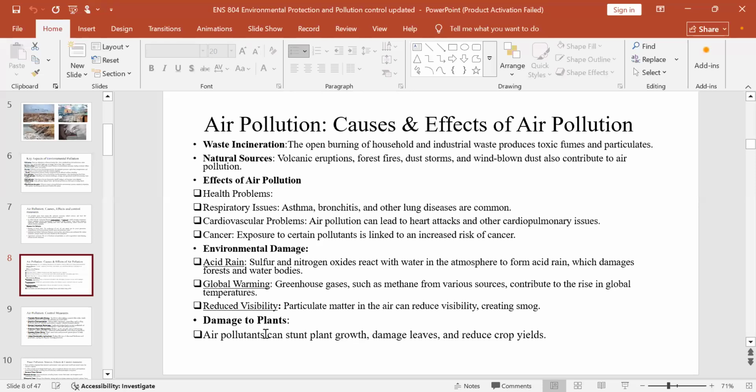The damage to plants. Air pollutants can stunt plant growth, damage leaves, and reduce crop yield. Yes, like I said before, once there's no possibility of photosynthesis taking place, plant growth is stunted, first of all. Then the plants, if it prolongs, will die back because there's no photosynthesis to keep them alive. And eventually, if it is prolonged, it can reduce crop yield.